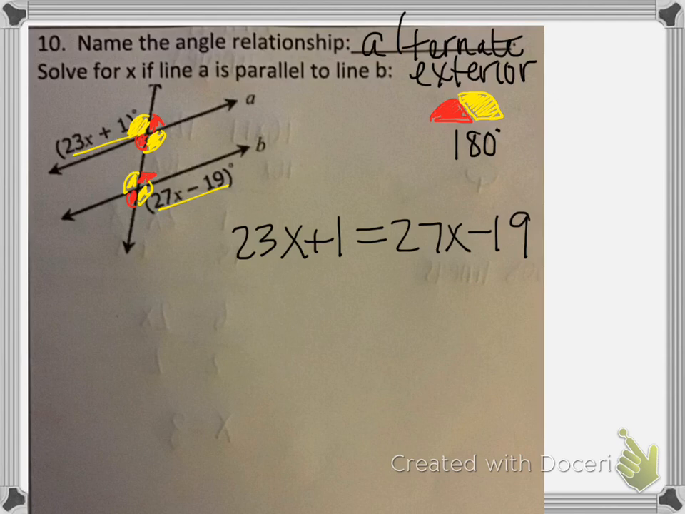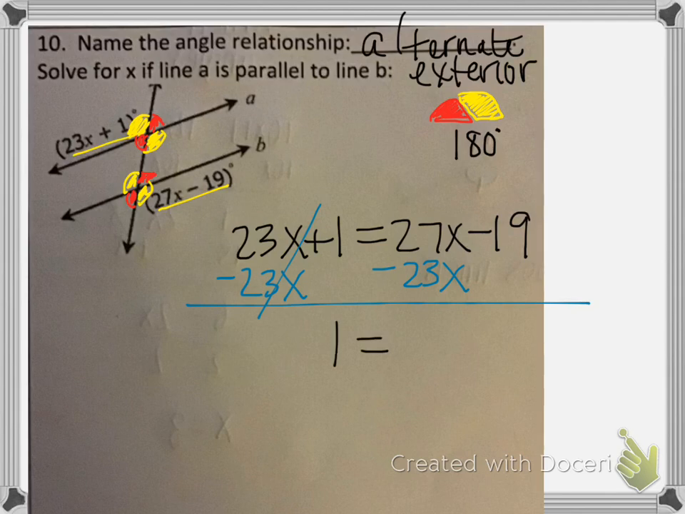So in order to solve this, I'm going to move the x's to the left side. So subtract 23x from both sides. So on the left side, I'm left with 1. And on the right side, I'm left with 4x minus 19.